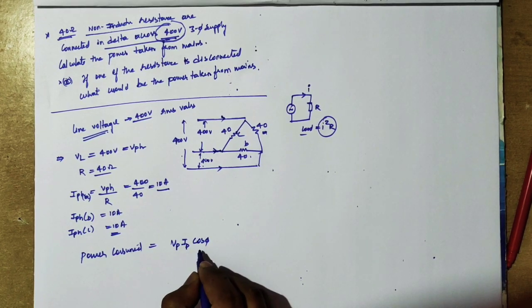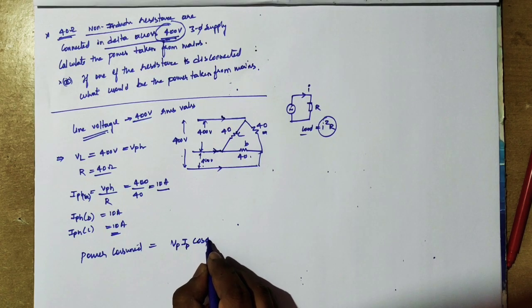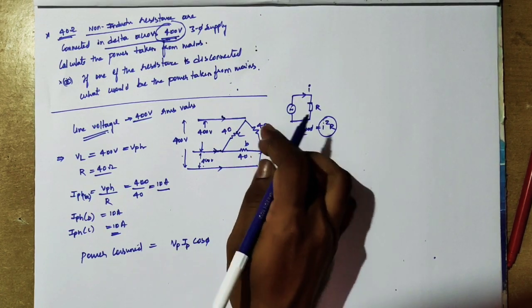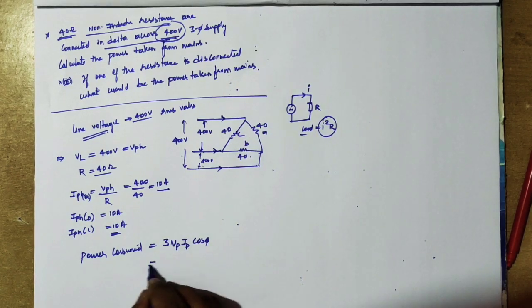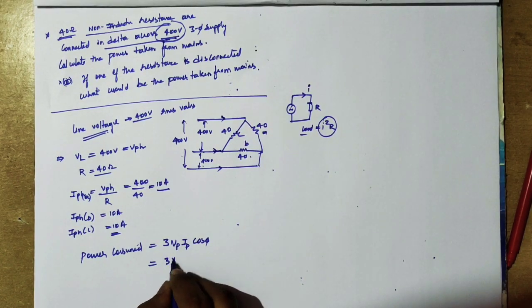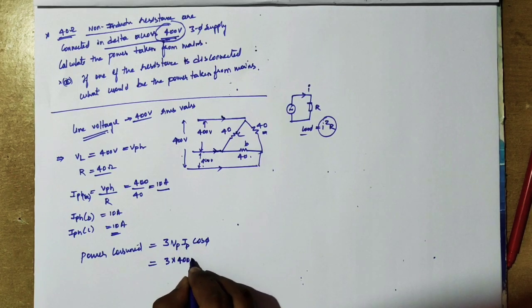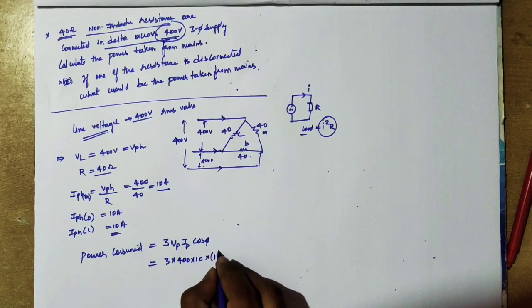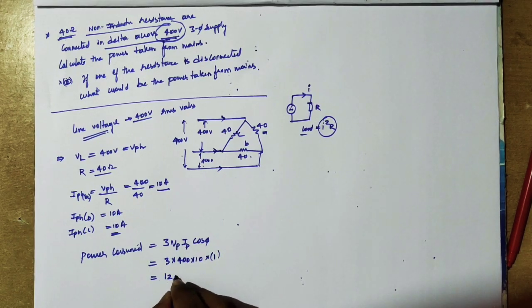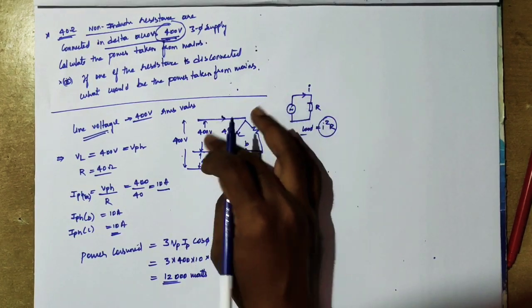So what is the V I cos phi value? So cos phi is unity 1, since it is resistive. So 3 individual phases means you can keep 3. The power drawn will be equal to 3 into 400 into 10 cos of 0, that is 1. So finally you will get 12000 watts. Okay, so these are the power drawn by this load.